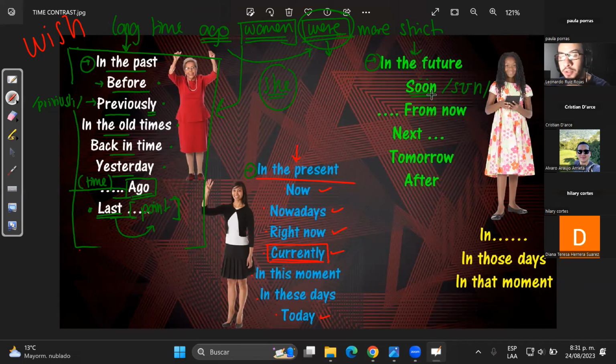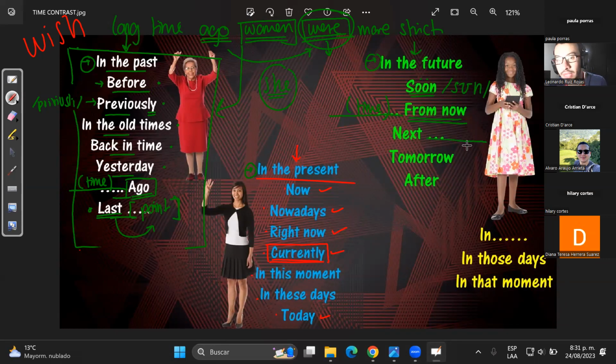Listo. Soon, what is the meaning of soon? Pronto. From now, what is the meaning of from now? Desde ahora, a partir de ahora. Eso significa que incluye una expresión de tiempo previo, similar a ago. Va a incluir una unidad de tiempo. For example, 3 years from now, 2 minutes from now, 20 hours from now. O sea, tanto tiempo a partir de ahora. Right? That's the meaning of from now.